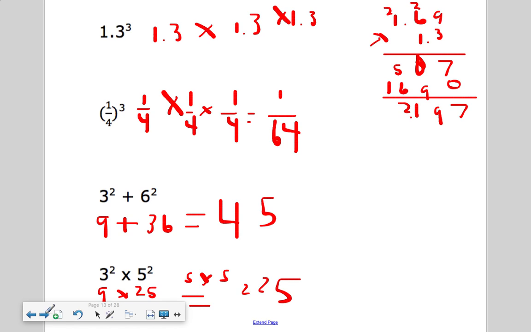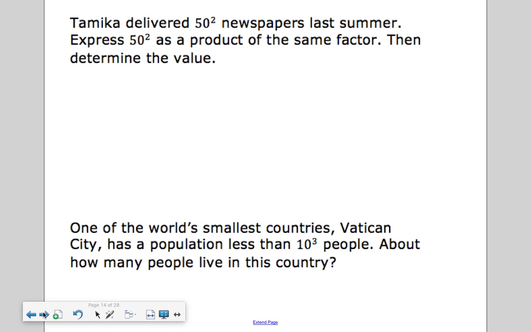And so pretty much what we did is we practiced with exponents. You have the base and the exponent. The base is the number that you're going to be multiplying with, the factor you're going to multiply with. The exponent tells you how many times you're going to multiply that factor by itself. And let's practice 2 more questions before we finish.